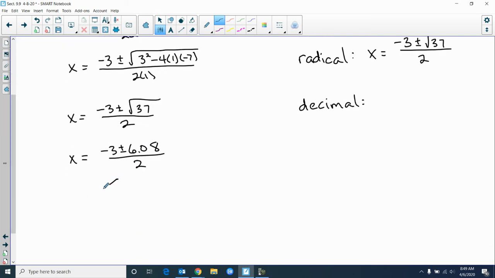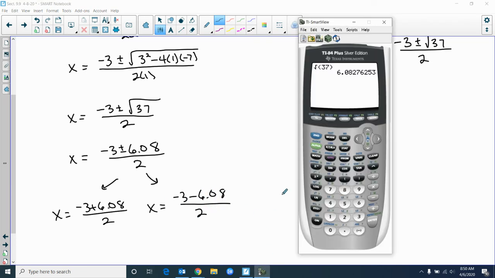And now we're going to do like we did on the last one. We're going to break it up into the two cases. The first case is -3 plus 6.08, and then the other case is -3 minus 6.08, divided by 2. All right, well, what is -3 plus 6.08? Make sure you hit equals first and then divide by 2.